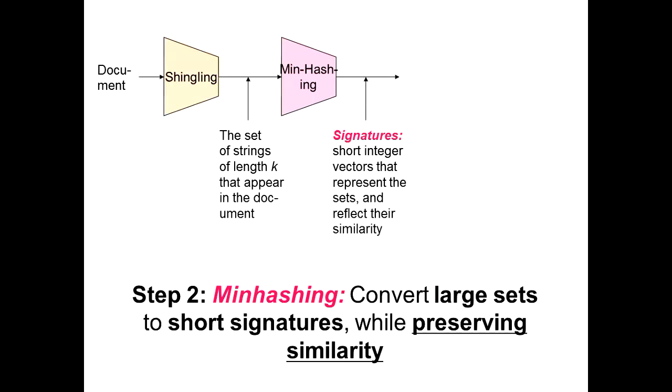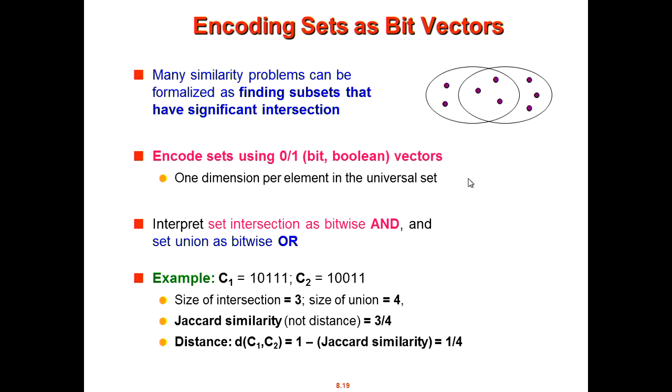That's to convert the large sets to short signatures. And remember that we will still preserve similarity. It's easy to cut the large sets to short sets, right? But the difficulty is how we can still preserve the similarity. So that's a key challenge. And in min hashing, the first step is that we need to encode the set as a bit vector.